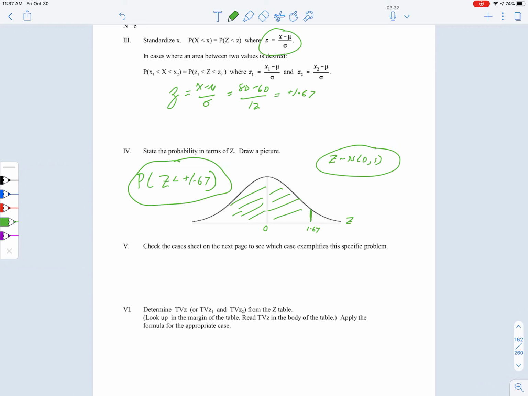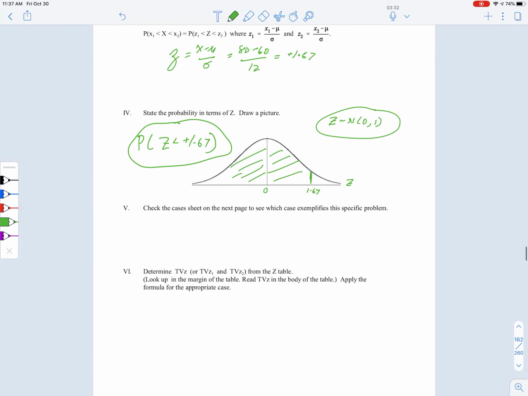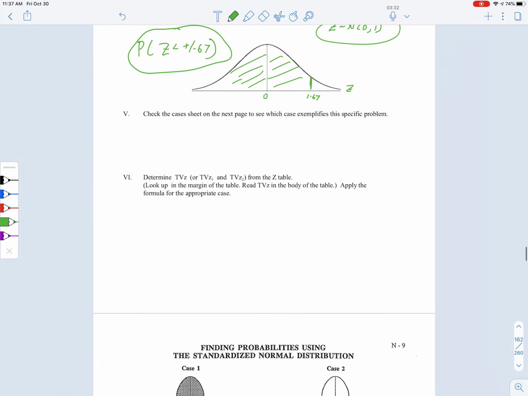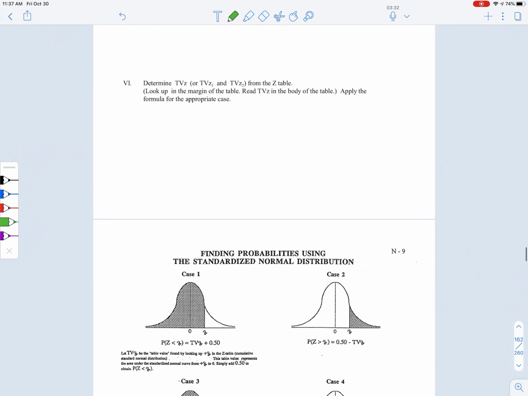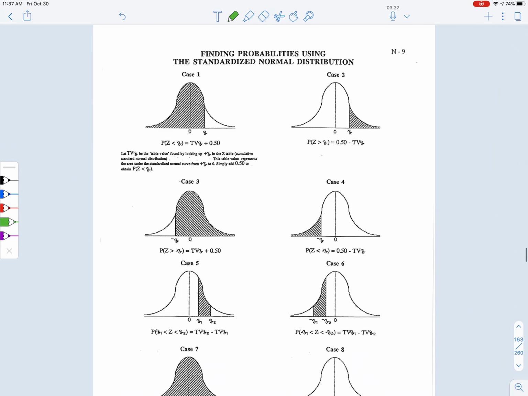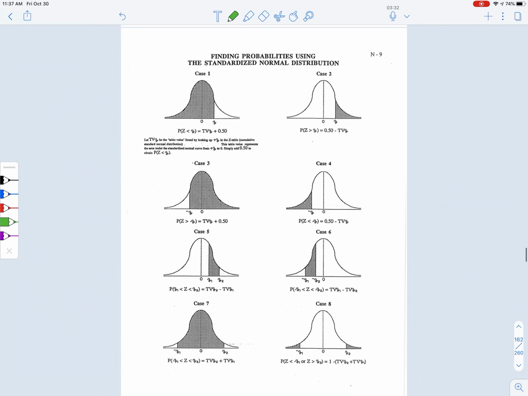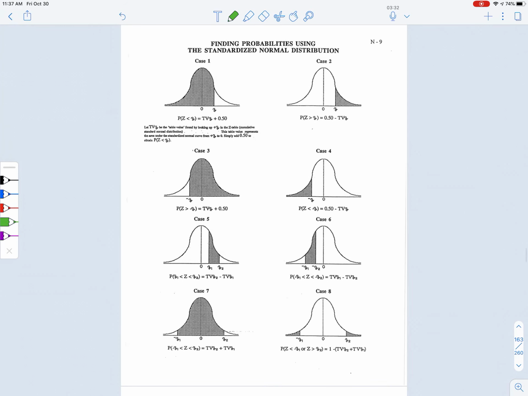Now, the next thing that I've got here is a cases sheet that will help you to figure out how to do this. One thing I want you to know is that you won't have the cases sheet for your exam. However, I don't want you to memorize these. I want you to see the logic behind them. And so the cases sheet is put here as just kind of an intermediary step to help you understand how you read the table.